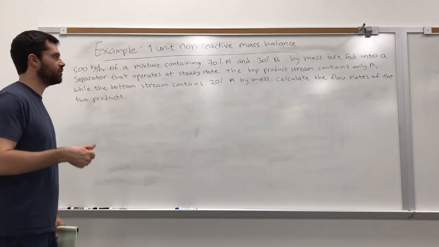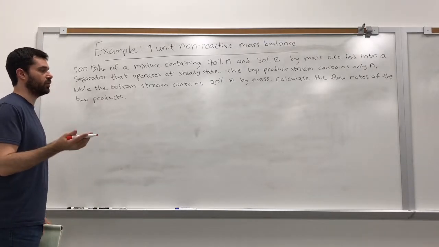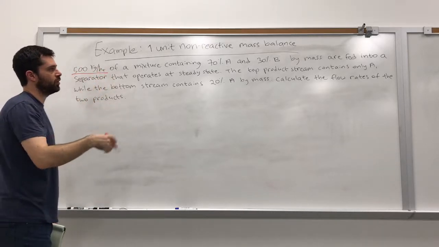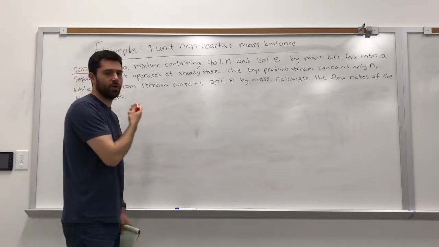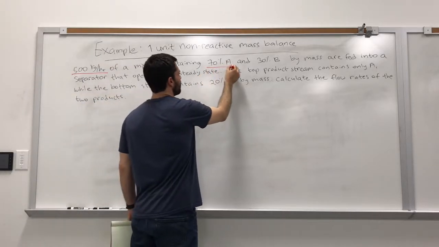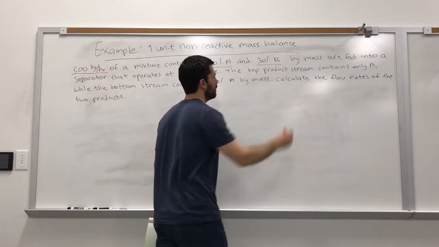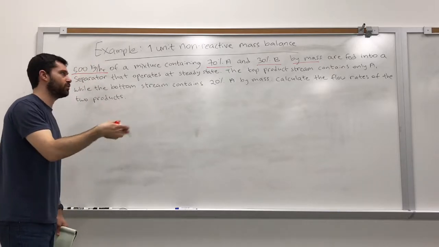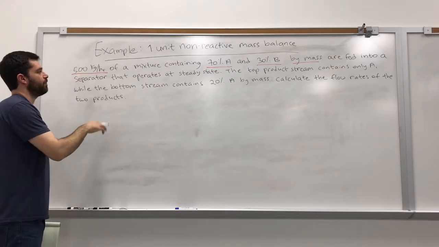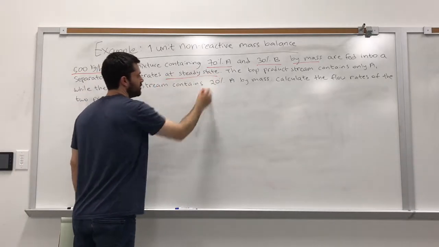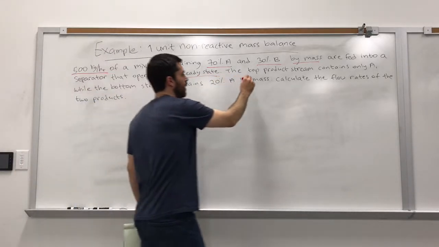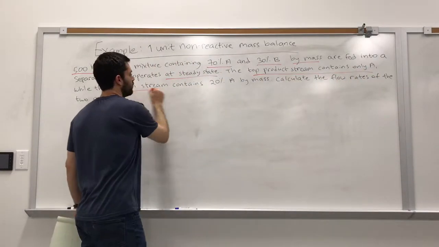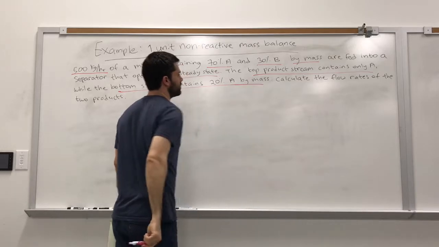So when I read this question, first I'm going to go through and mark some important things that I noticed. I'm told 500 kilograms of a mixture is fed into a separator, so I know what my feed is. I know that it contains 70% A and 30% B by mass, which is important, because that could be by moles, by volume, I don't know. Now, they also tell me that it operates at steady state. We know that the top product stream contains only A, and the bottom stream contains 20% A by mass.